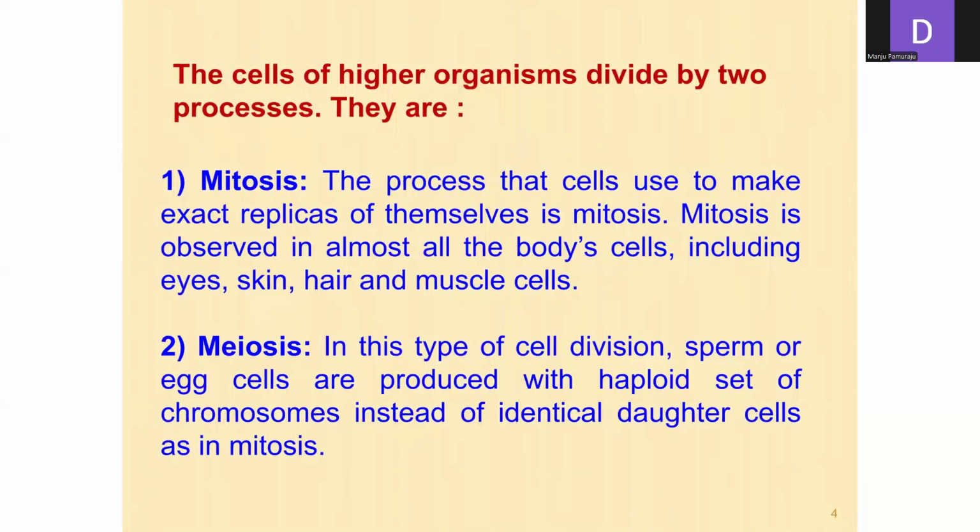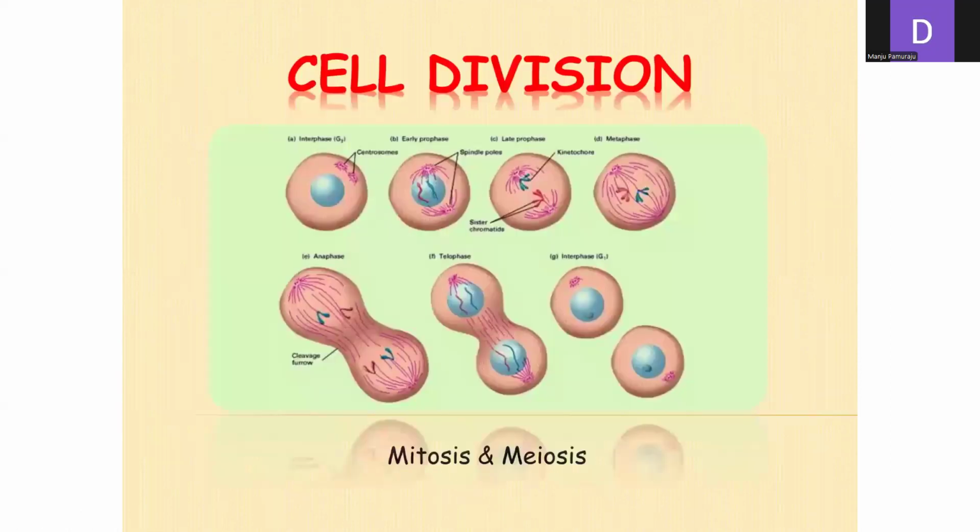Mitosis is the process that cells use to make exact replicas of themselves. In mitosis, two identical daughter cells are formed. Mitosis is observed in almost all body cells, including the eyes, skin, hair, and also the muscle cells. Whereas in meiosis, mainly sperm or egg cells are produced with a haploid set of chromosomes instead of identical daughter cells as in mitosis. In meiosis, generally four daughter cells are produced.